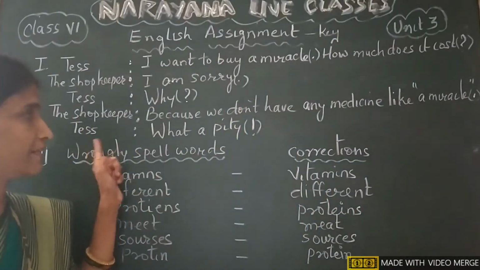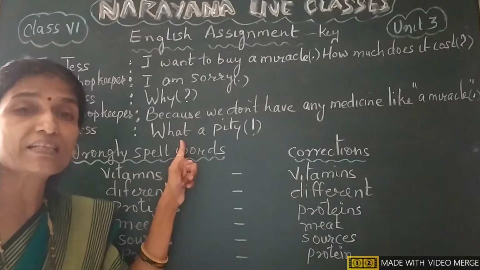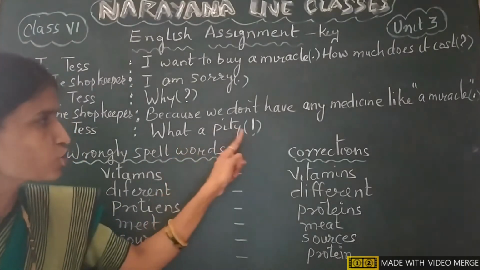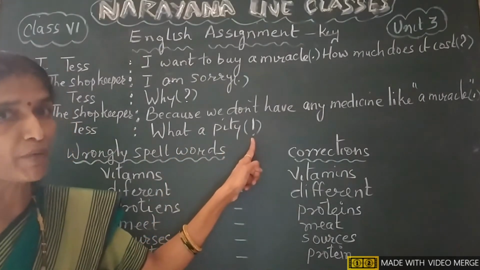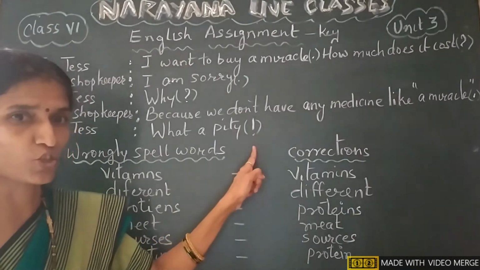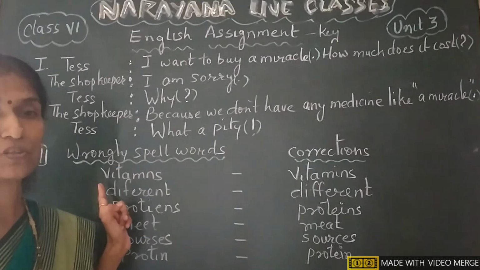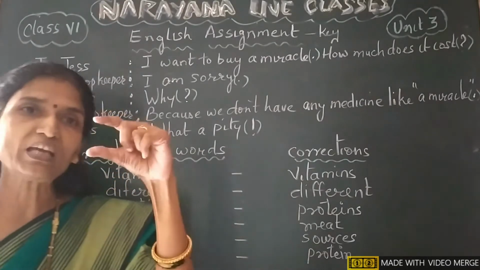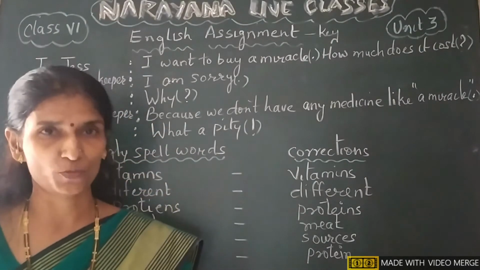Then Tess says, what a pity. It is an exclamatory sentence, so we put an exclamation mark as the sentence ending. So this was the first question. Now the second question. In the second question, we are given a passage.